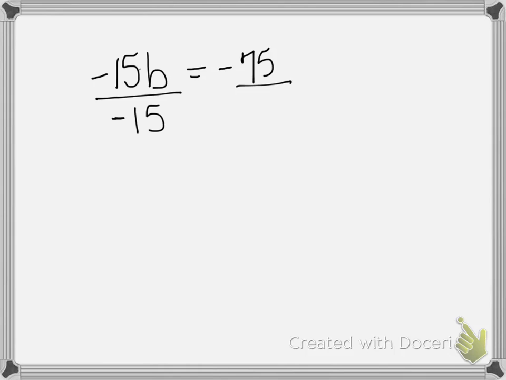If I have negative 15b equals -75. Okay, this is the same as having -15 times b. So to get rid of it, I divide by -15. Okay, so these are gone. I'm left with b. Negative divided by a negative, I know my answer is going to be a positive. And 75 divided by 15, well, let's think about it. 15, 30, 45, 60, 75. So it is 5. b equals 5.